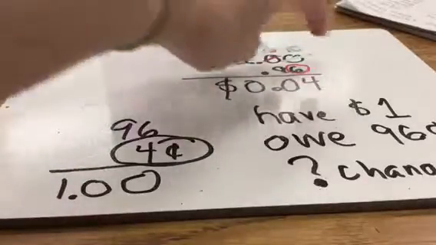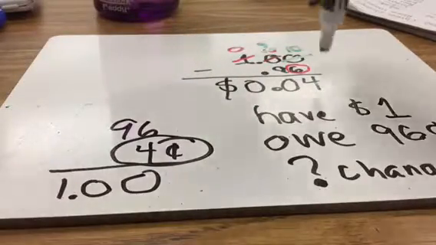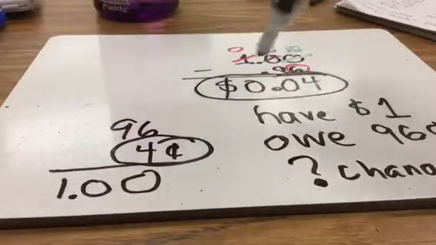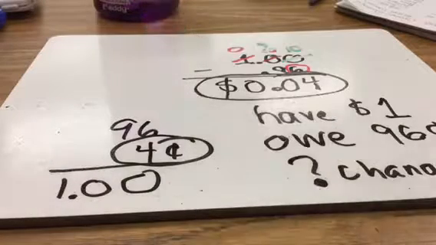And we get the same answer. 4 cents, 4 cents. So the answer is 4 cents. You either write it like this, meaning $0, 0 dimes, 4 pennies, or you write it like that. Either answer is correct.